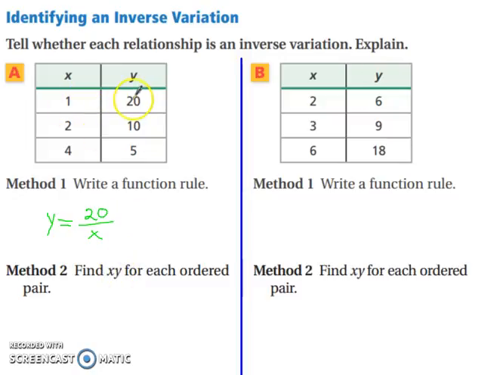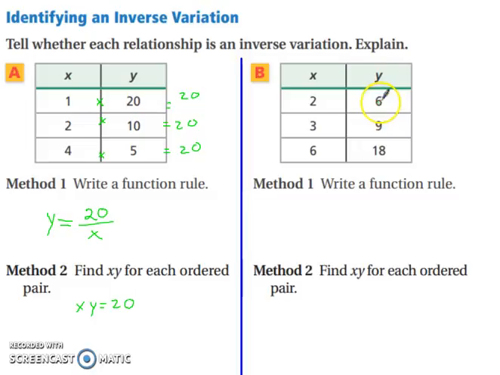So if we have 1 times 20, and we multiply each of these, we end up with 20, 20, and 20. So, therefore, x times y ends up equaling 20. So the product is constant, so the relationship is an inverse variation. Let's take a moment and try B.